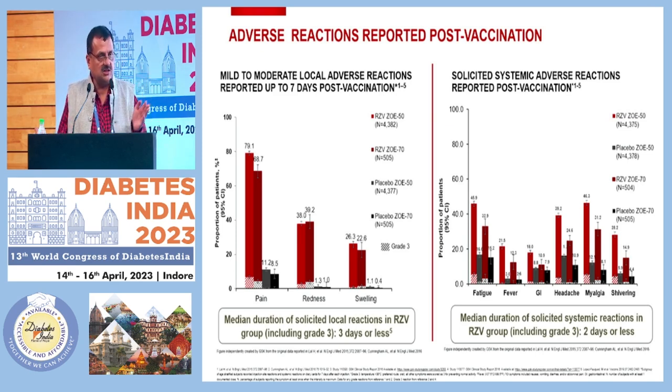We have seen all the three presenters have told that with all the vaccines, if it is given, some adverse reactions are reported, and the maximum is up to 7 days. For that, pain, redness and swelling have been seen. That is mild to moderate local adverse reaction reported up to 7 days, and solicited systemic adverse reactions reported post vaccination are fatigue, fever, GI upset, headache, myalgia, and shivering. And that is true, it is minimum in the outset, you can see in the graph.